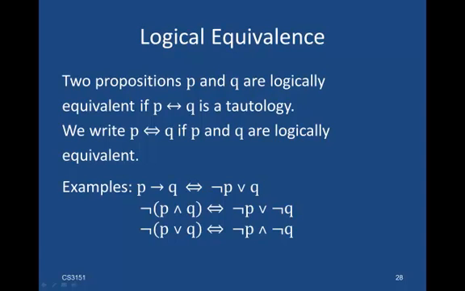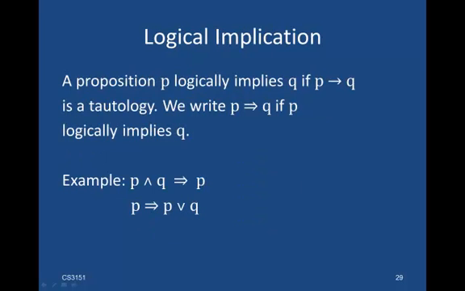Observe the different symbol for the implication operation and for the logical implication. A proposition P logically implies a proposition Q if P implies Q is a tautology. In other words, whenever P is true, then Q is also true. However, in contrast to equivalence, it is possible that P is false and Q is true. Again, observe the different symbol for the equivalence operation and the logical equivalence.